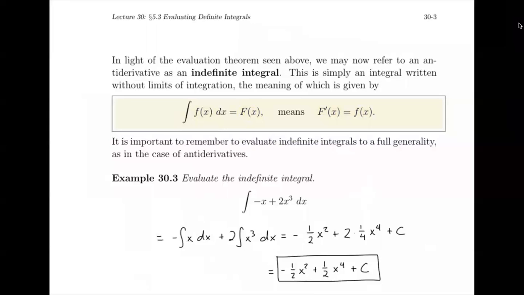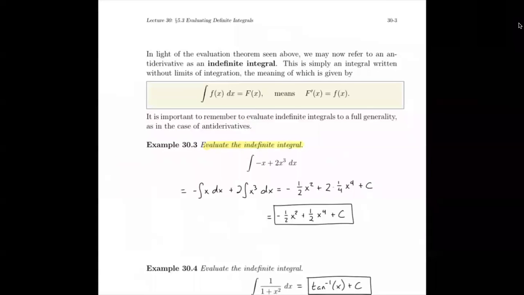So let's have a look at a couple of those. Evaluate the indefinite integral. This question is almost the exact same thing as saying, find the antiderivative of negative x plus 2x cubed. In fact, it is exactly the same.